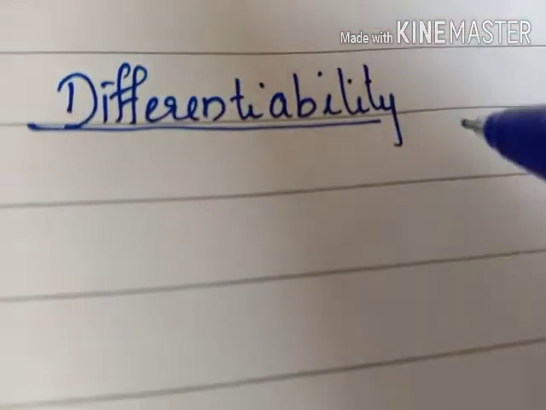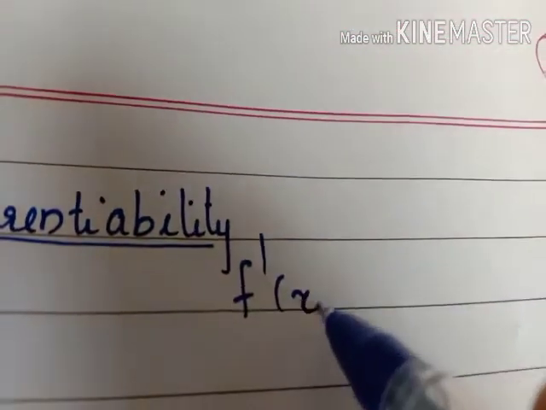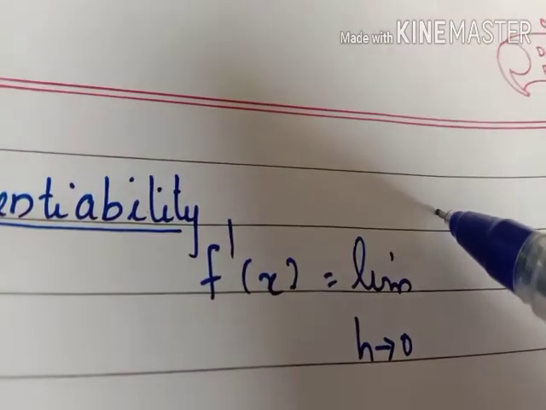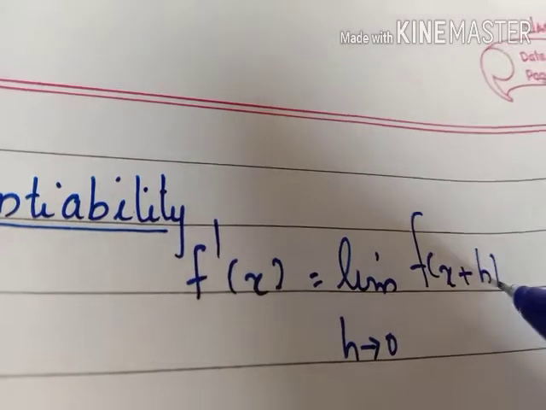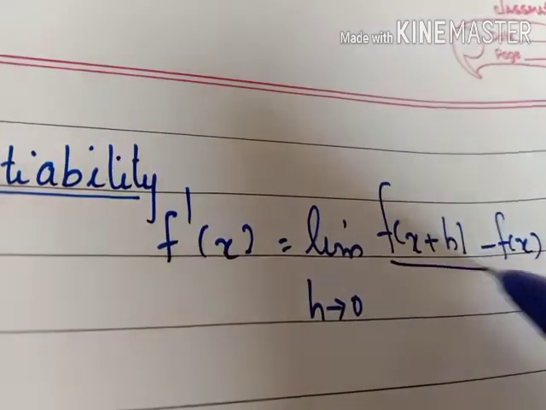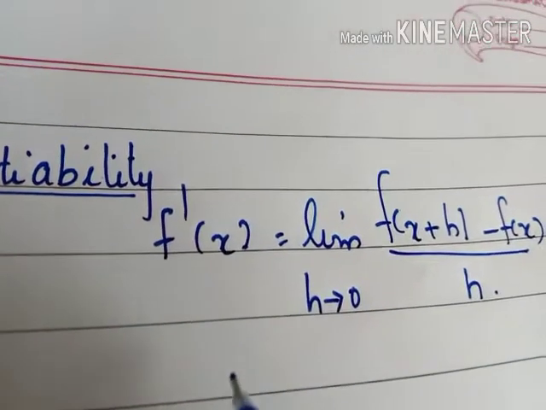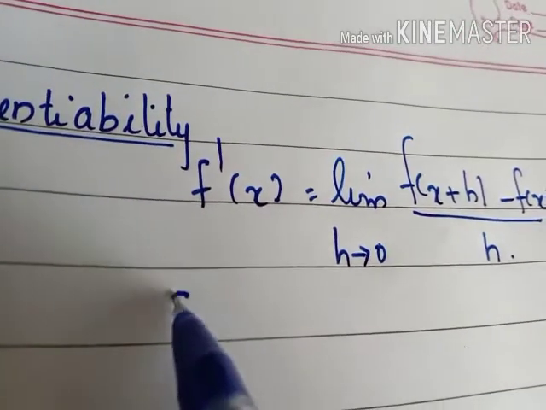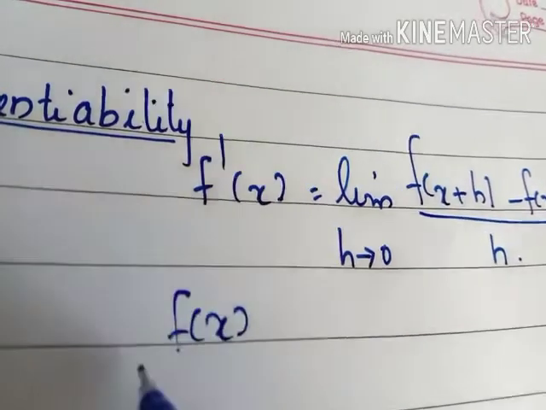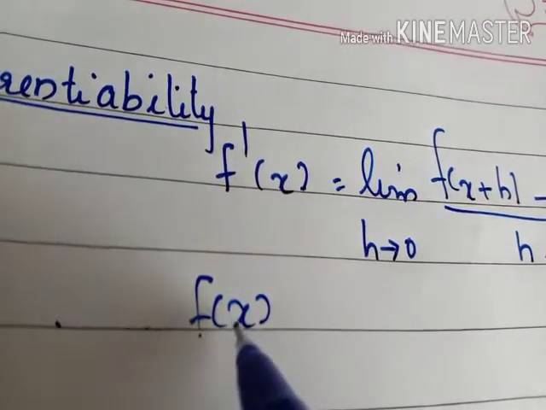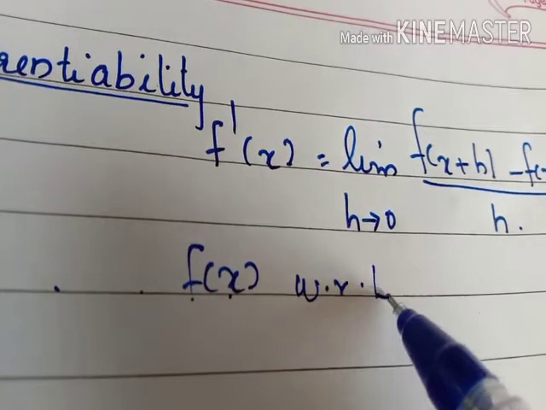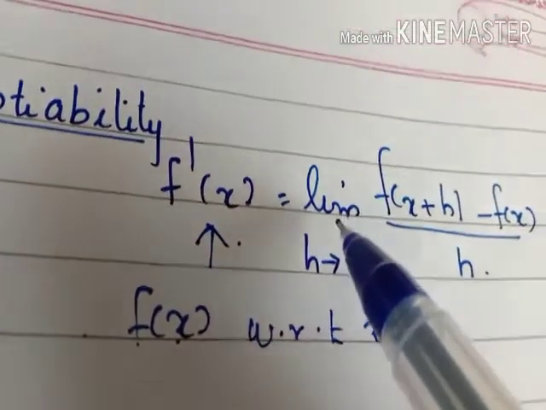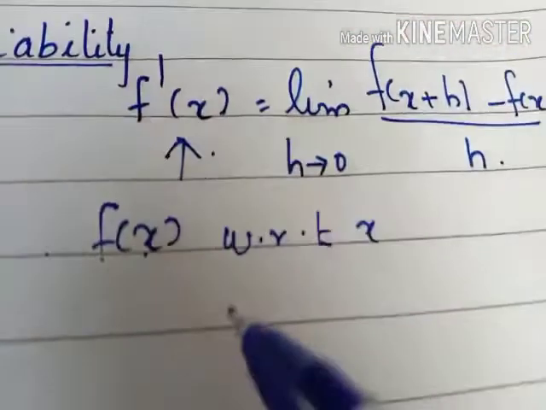using the formula f dash of x equal to limit h tends to 0, f of x plus h minus f of x divided by h. This we already learned. So this is the derivative of the function f of x with respect to x, that is f dash of x. So using the concept of limit we can find the derivative of the function.